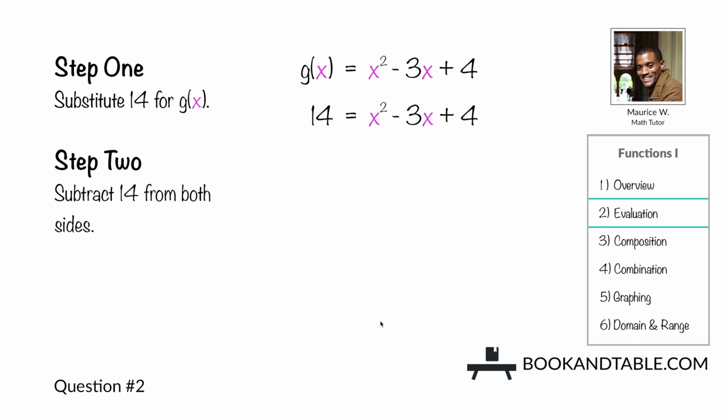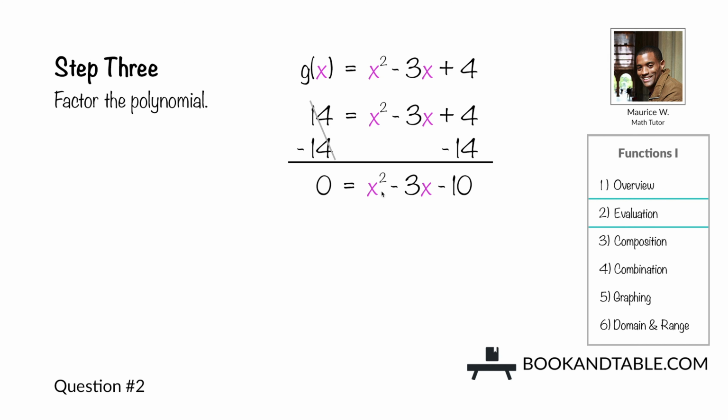Let's now have a look at question number 2. We're given g of x is equal to x squared minus 3x plus 4. So step 1, substitute 14 for g of x. And since we have a quadratic and the variable appears twice, we want to create a trinomial that we can factor on this side. So we'll subtract 14 from both sides, giving us 0 is equal to x squared minus 3x, and 4 minus 14 is equal to negative 10.